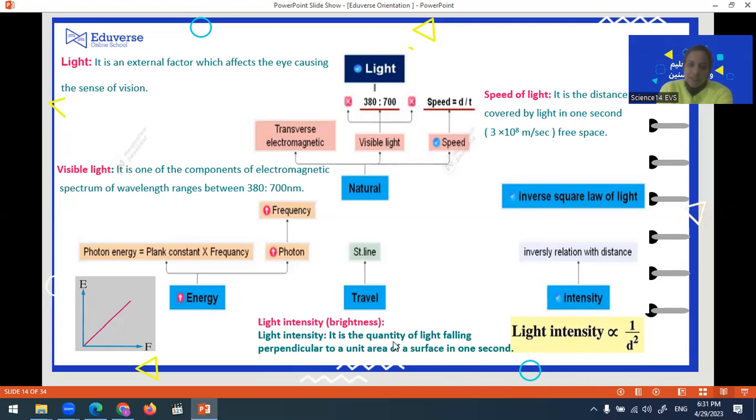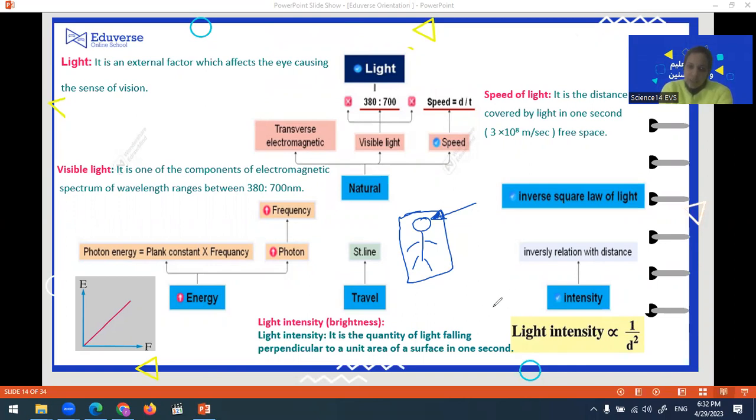Light intensity is the quantity of the light falling perpendicular to a unit area of a surface in 1 second. If you are standing here, the amount of the light falling on the unit area, you are the unit surface area, the light will fall on in 1 second. And by this, we can understand what the light intensity, the brightness of the light, is.